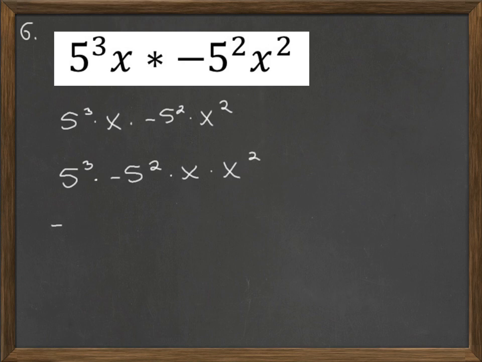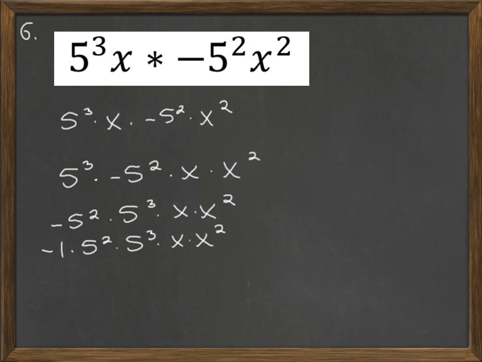So what I can do, let's rewrite this again. So we have negative 5 squared times 5 to the 3rd times x squared. Okay, so I want to just rewrite this as negative 1 times 5 to the 2nd power times 5 to the 3rd power times x squared. Okay, so hopefully you followed along. Hopefully you're with me still.